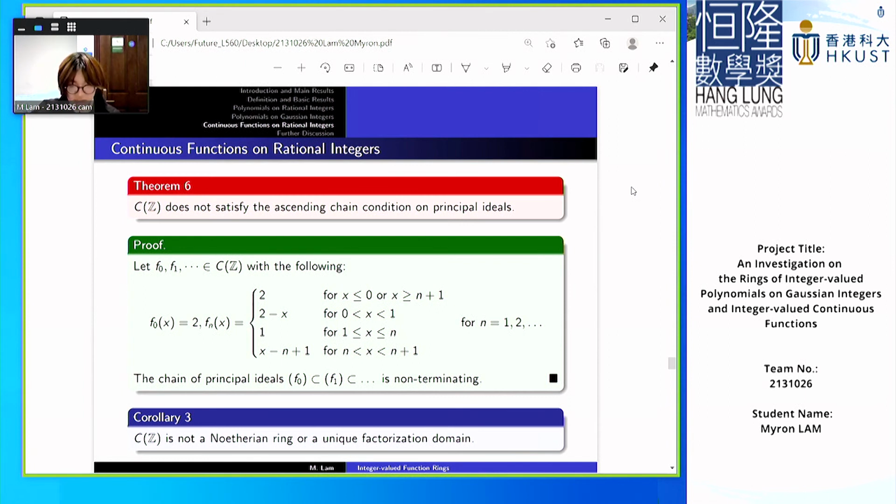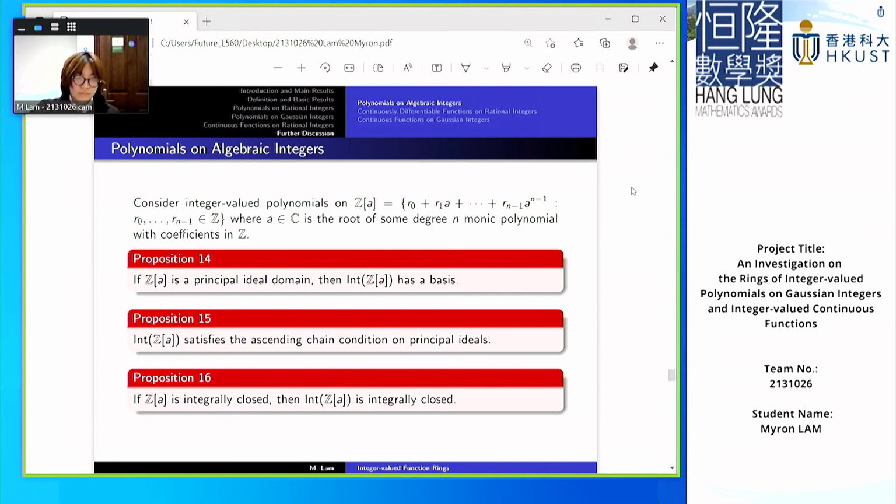We show that the ACCP is not satisfied by choosing a set of functions that have empty kernel and take values 1 and 2 at integer points such that each function divides the previous. A corollary is that the ring is not Noetherian and not a unique factorization domain. Now that we have achieved our main objectives, we investigate whether we can extend any of our results further.